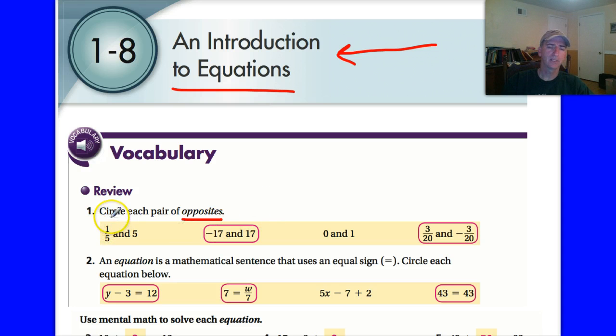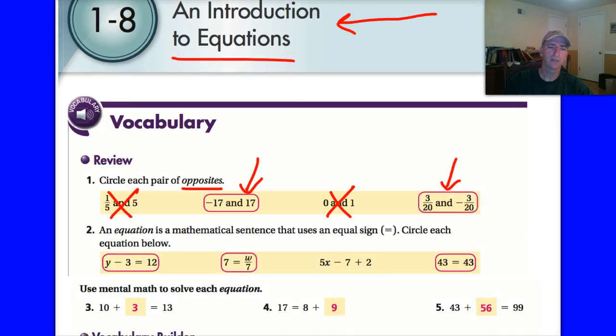Opposites. Opposites are basically two numbers. When you add them together, you get 0. They're the same distance from 0. They just go the opposite direction. Okay? Those two are not opposites, but those two are. If you add those two numbers together, 0. 0 and 1, those aren't opposites, but those two are. That's why we circled the second and last one there.